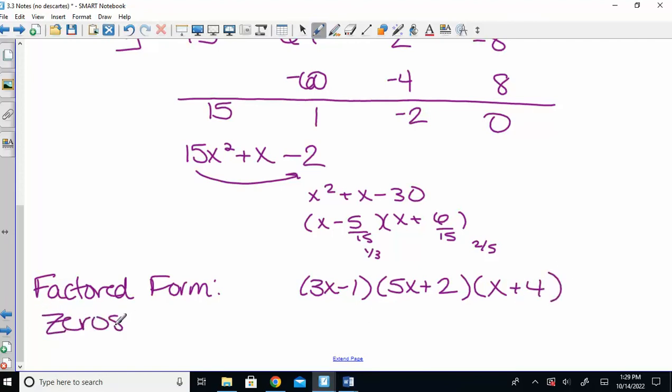And the zeros are just the numbers, the x-intercepts. So what makes 3x minus 1 equal 0? What about 5x plus 2? And x plus 4? Were all of those numbers on my list of possible zeros to start with? Yes.